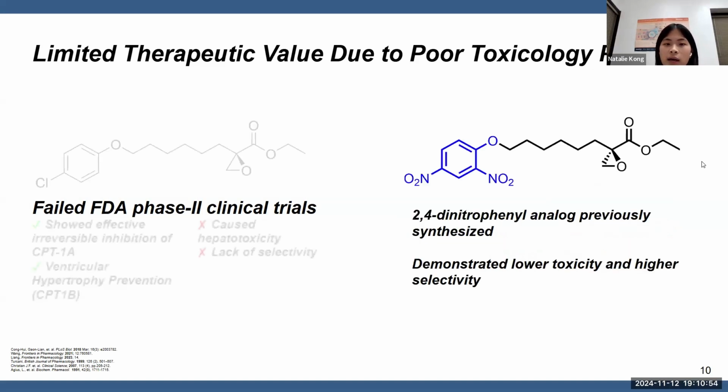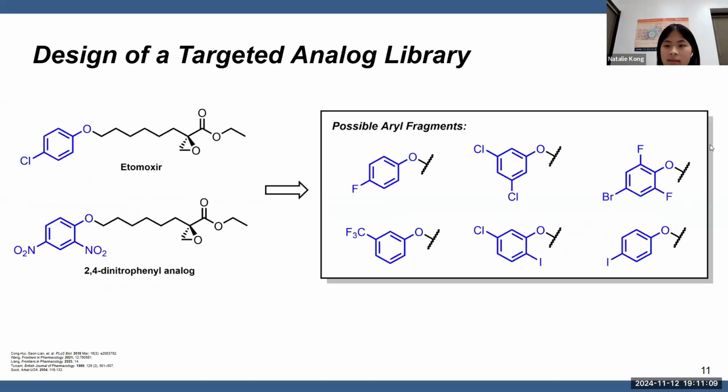However, previous literature has also shown that a 2,4-dinitrophenol analog of Etomoxir was synthesized and was demonstrated to have lower toxicity and higher selectivity for CPT-1A over CPT-1B. Thus, switching the aryl ring as a potential handle for creating more selective analogs is the main focus of this project.